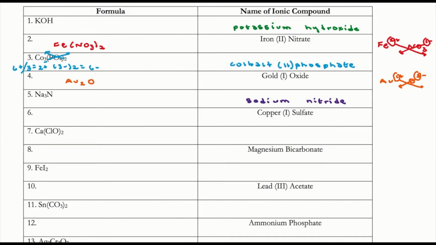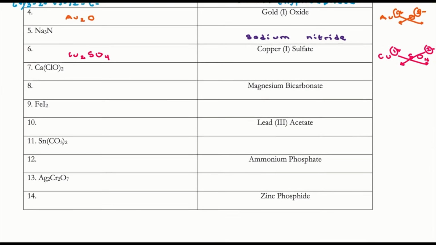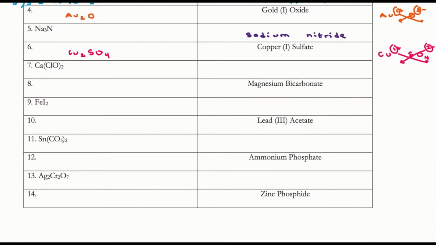Okay, let's move on to the next one. Copper and sulfate. So copper, I'm told here, has a 1+ charge. Sulfate, I know, has a 2- charge. So when I cross my charges, this is going to be Cu2SO4. Okay, let's work on the next one. CaClO2. So this is going to be calcium.